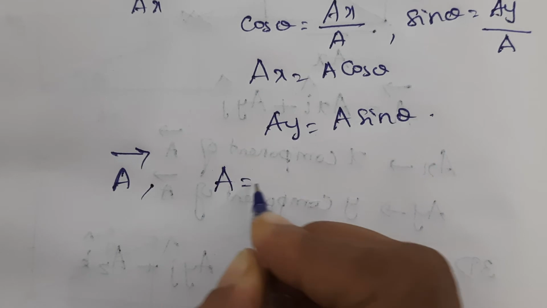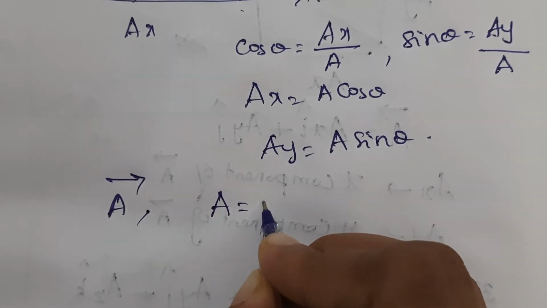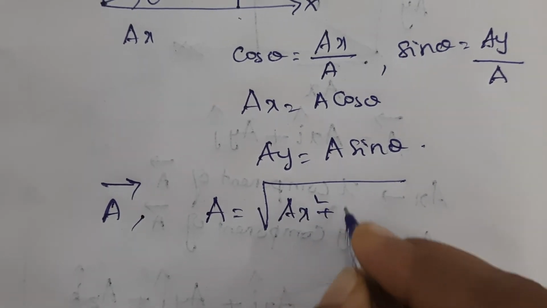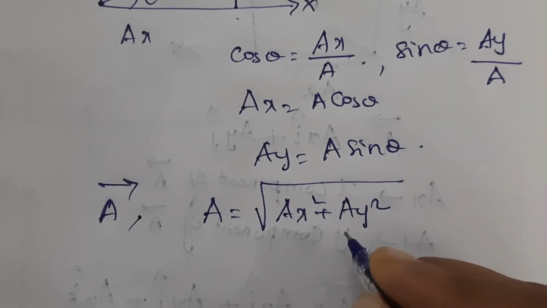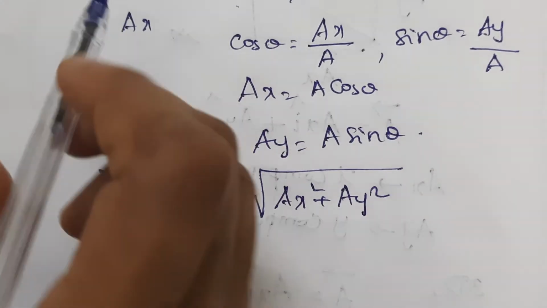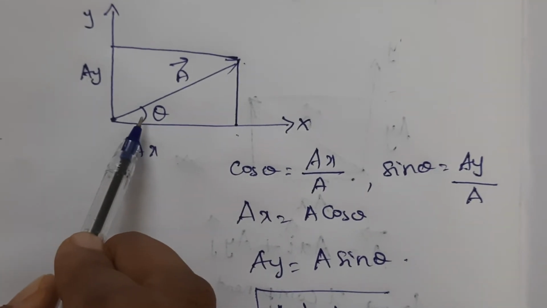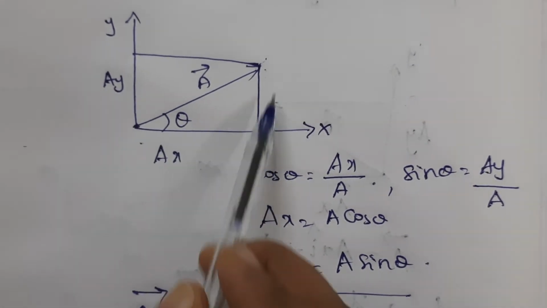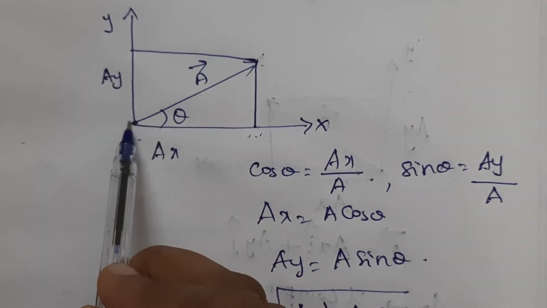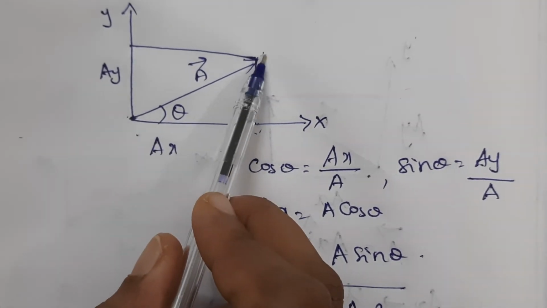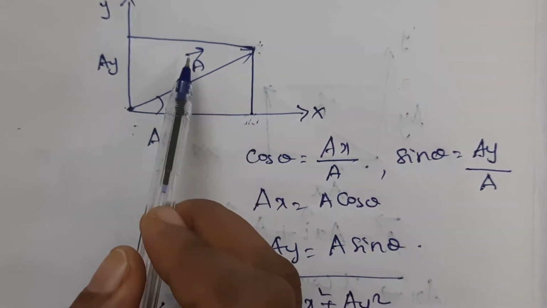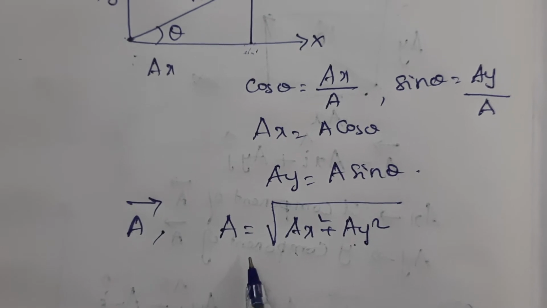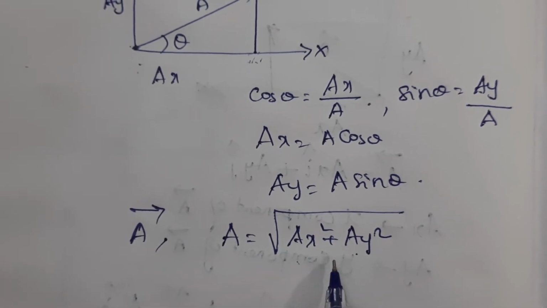Its magnitude A can be written as A equal to square root of Ax square plus Ay square. How is it? Listen, in this figure, using Pythagoras theorem, we can write A square is equal to Ax square plus Ay square. This is Ay, this is also Ay. So what is A? Square root of Ax square plus Ay square. So this is the magnitude of the A vector.